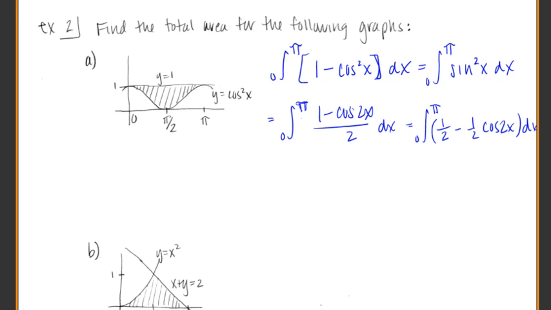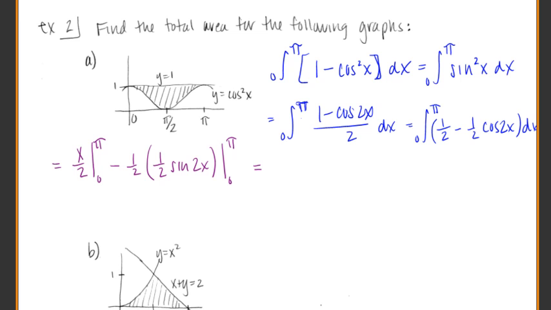So the integral of 1/2 with respect to dx would just be x over 2, evaluated from 0 up to pi. Okay, and I'm going to do minus 1/2, and the integral of cosine 2x is 1/2 sine 2x, evaluated from 0 to pi. Just remember that formula is 1 over k times sine of kx.